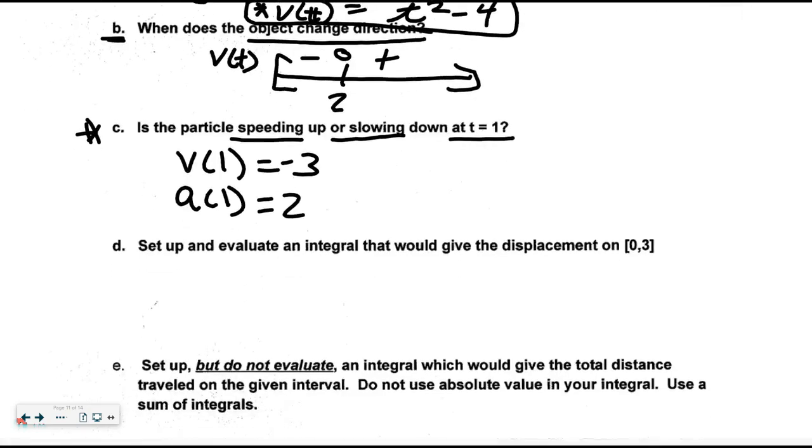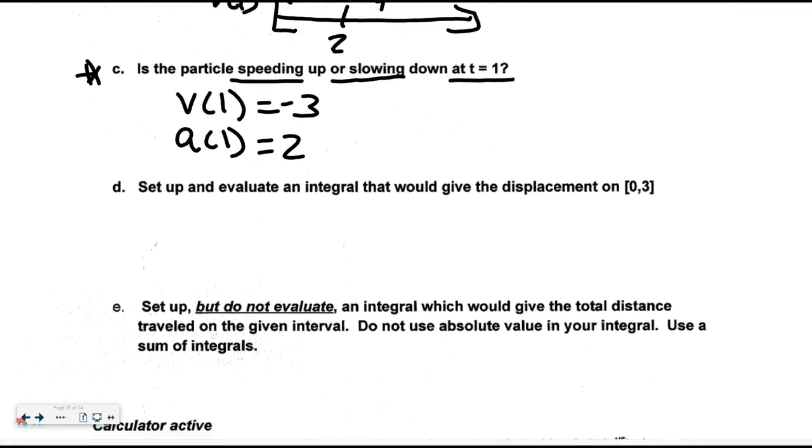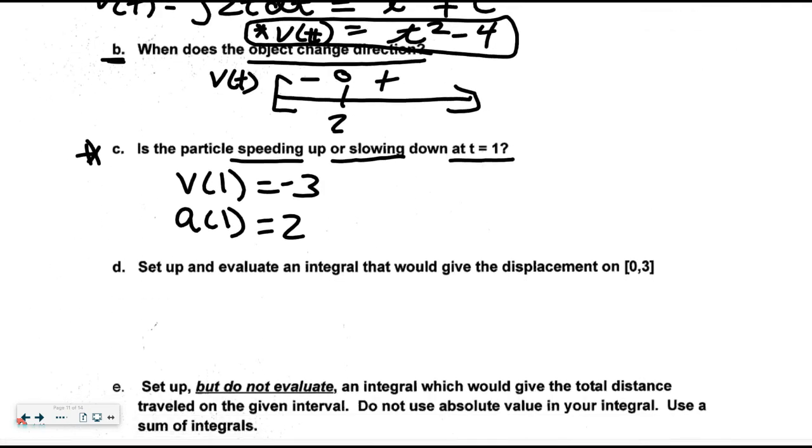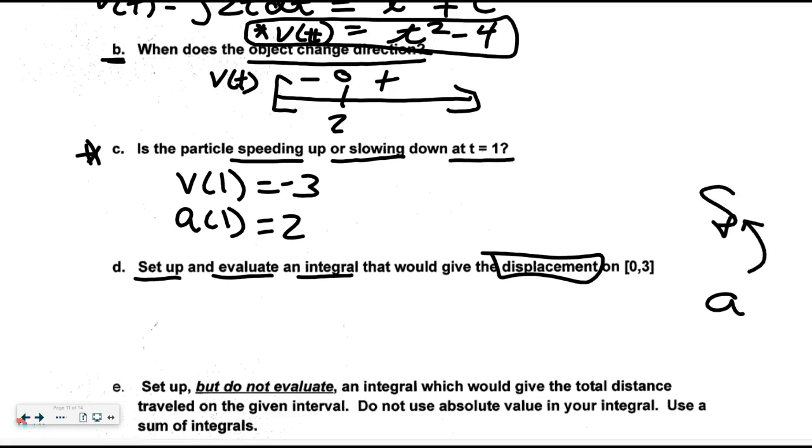Are we good so far? Yes? That was actually nothing new. Well, we had to integrate up there, but we mixed in the old particle motion. So set up and evaluate an integral. That will give you displacement. All right? So when I set up an integral that's going to give me displacement, I have to go from velocity back to position. So I'm going to be integrating.